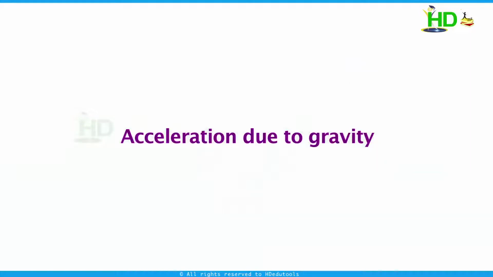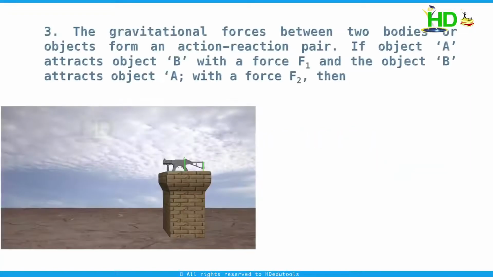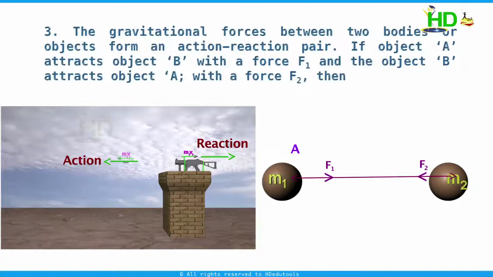Now let us try to understand what is the acceleration due to gravity. According to Newton's third law, to every action, there is always an equal and opposite reaction. That means, if an object A exerts some force on another object B, then object B exerts an equal and opposite force on object A at the same instant. This law applies to the force of gravitation also.